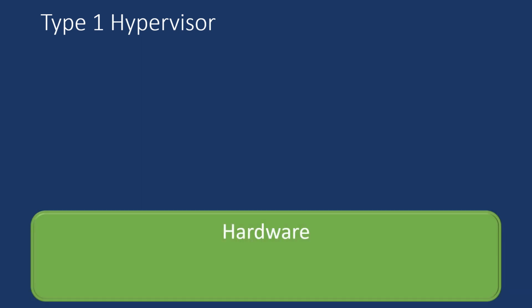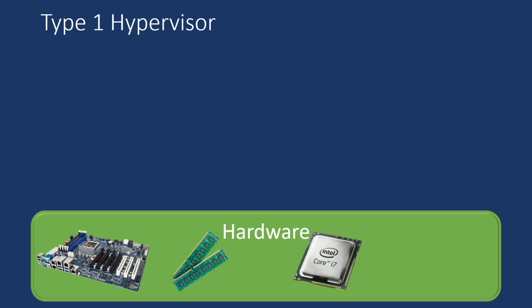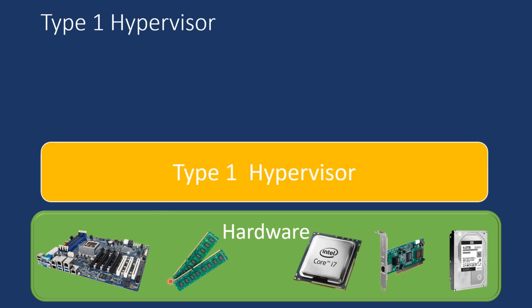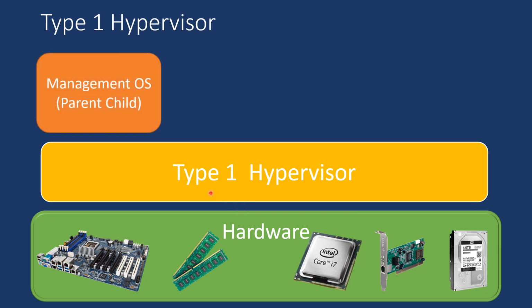So, type 1 hypervisor now. Again, you should have hardware in your computer. Here is the difference between type 1 and type 2. In type 1 hypervisor, you don't need to have an operating system. You directly install the hypervisor itself on top of the hardware. Now, in order to manage this hypervisor, of course, you have to have a piece of software. We call it a management OS. Through this, you can control the hypervisor.